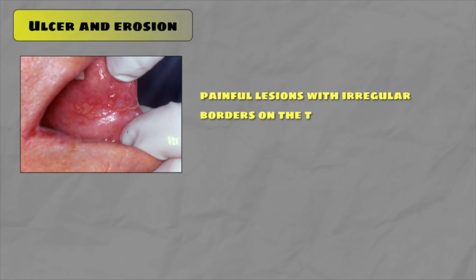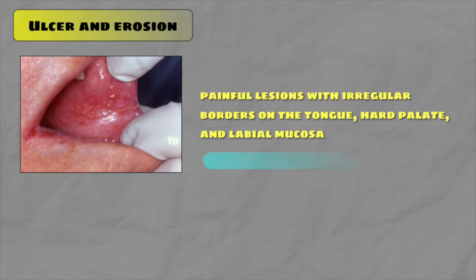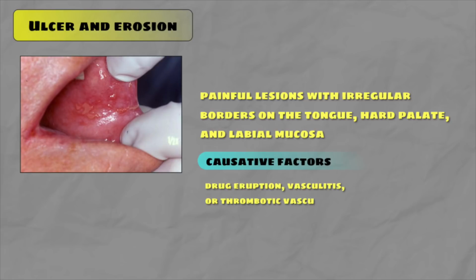Next is ulcers and erosion. Ulcerative or erosive lesions appear as painful lesions with irregular border on the tongue, hard palate and labial mucosa and are also seen in some patients. Different factors including drug eruption, vasculitis or thrombotic vasculopathy secondary to COVID-19 were suggested as a cause for the development of ulcerative and erosive lesions.